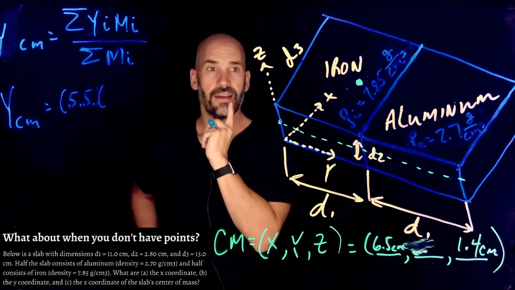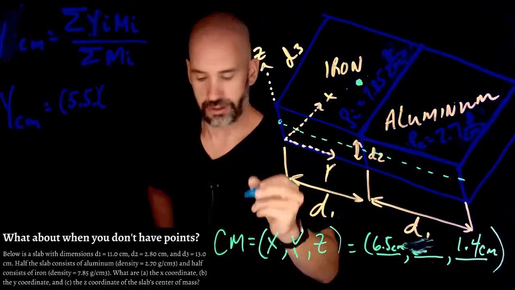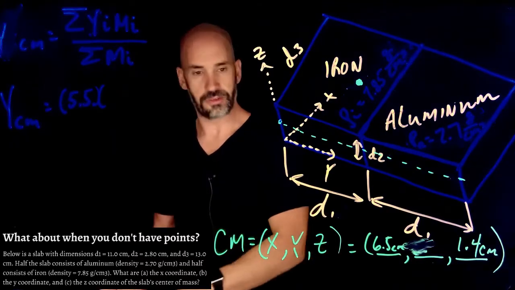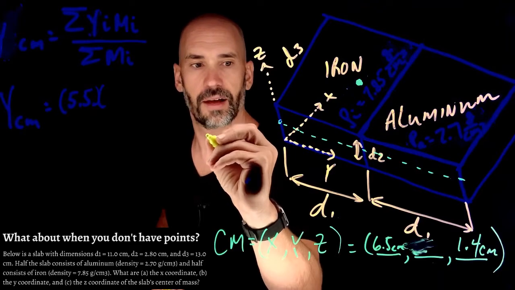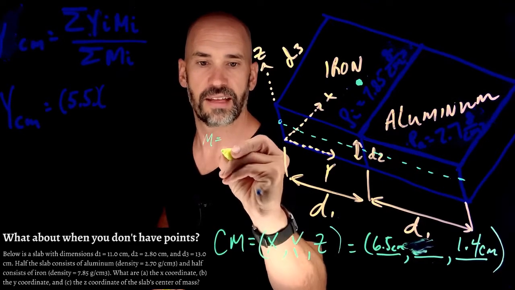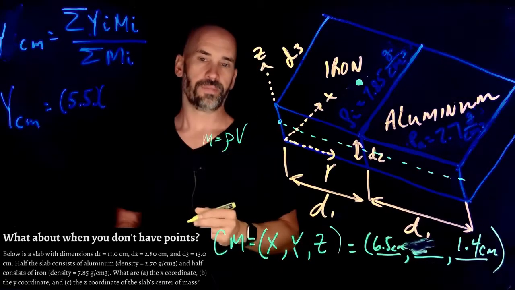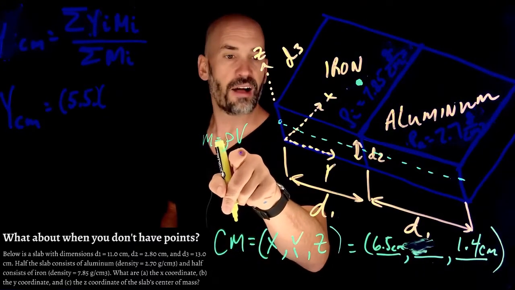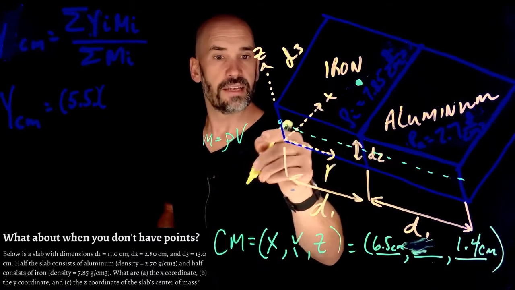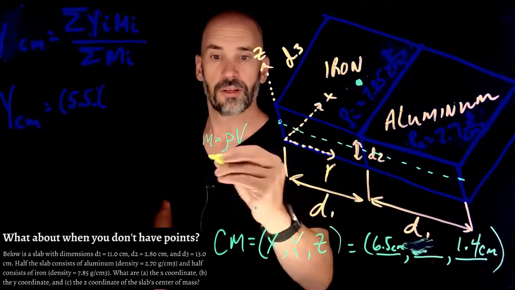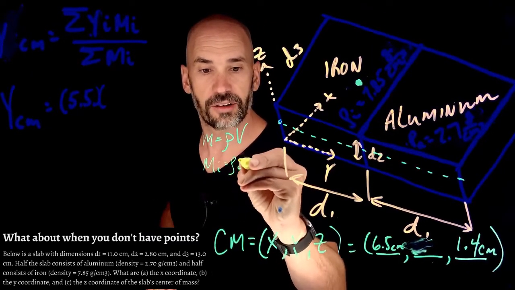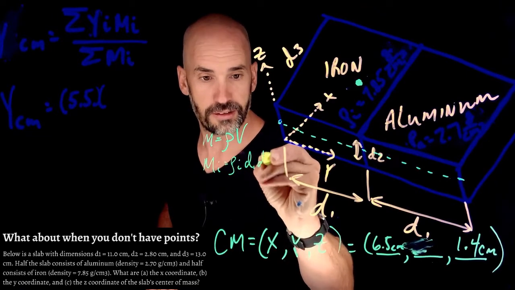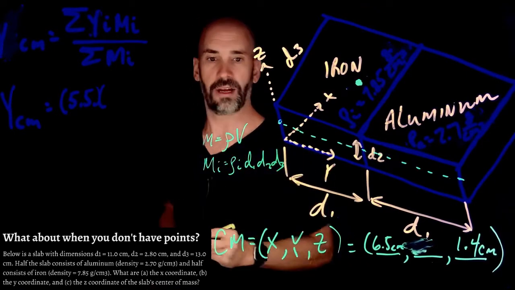And remember, mass is equal to density times volume, right? In this case, the volume of iron is the length times width times height. So the mass of the iron should be the density of the iron times D1, D2, D3, right?